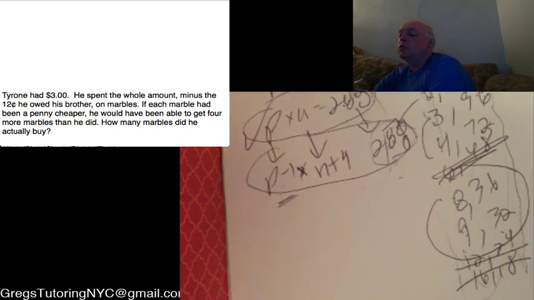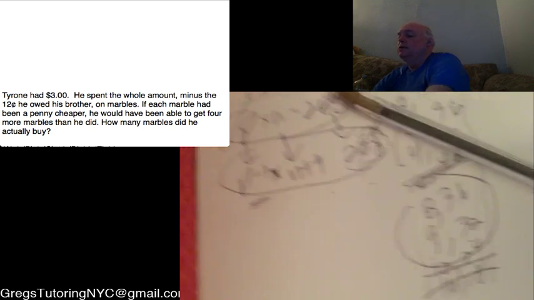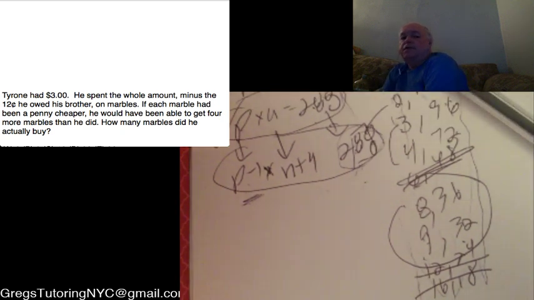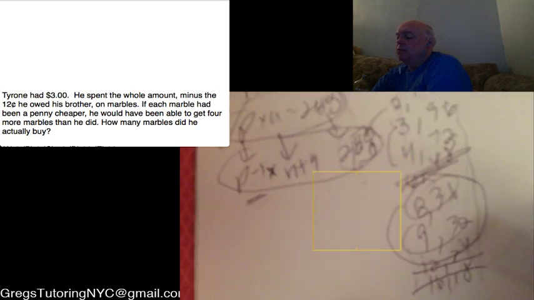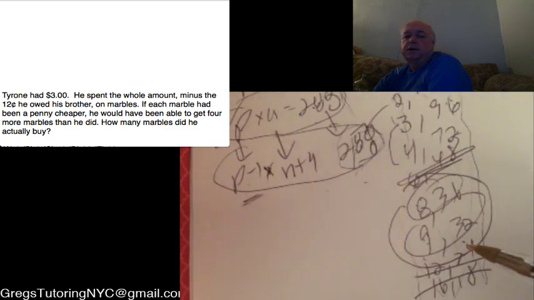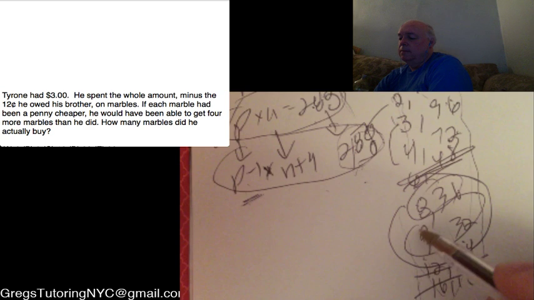So this is one way to solve this problem, is to get your factor pairs and feed them back into the question and the equation and see what makes sense or not. And then once you get the number, run it through again. Run it through the words and see if it makes sense. So it says, how many marbles did he actually buy? So the answer to this is going to be 32.